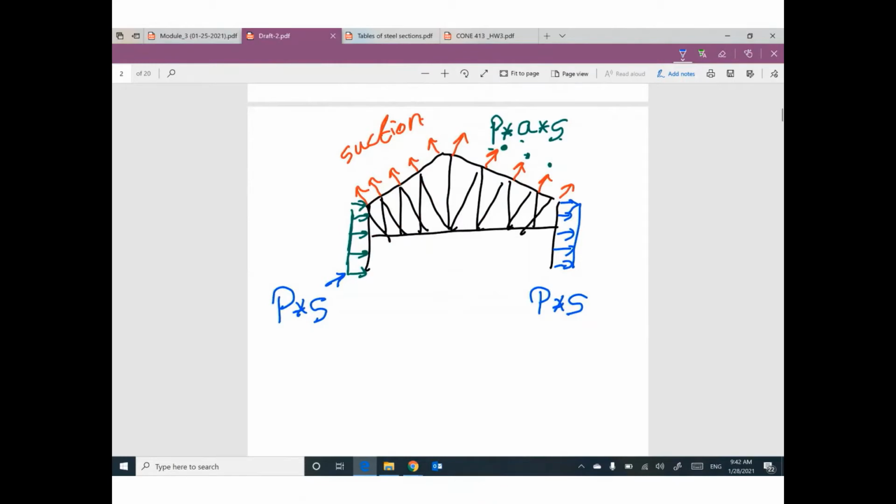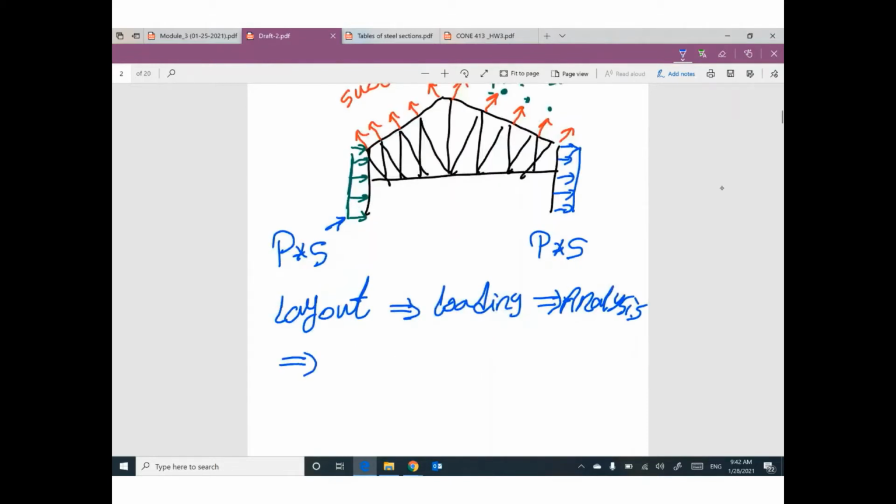I would like in my courses to start any design from scratch, from the logic sequence. If you decide to design any steel structure, you need first to start with layout, then loading, then analysis. And finally, it's not finally, but the next step is design.